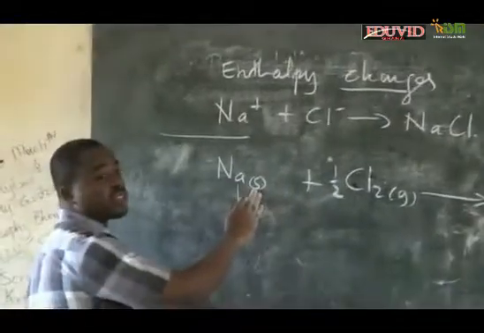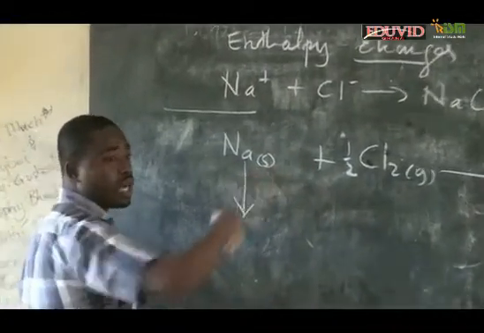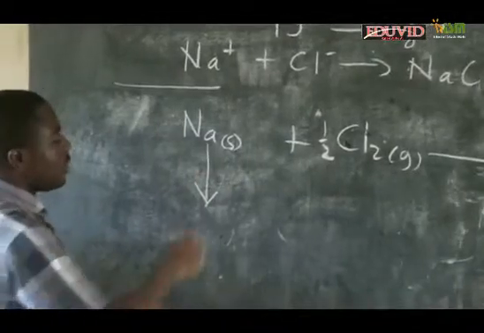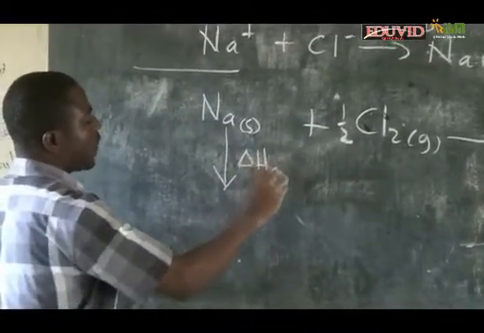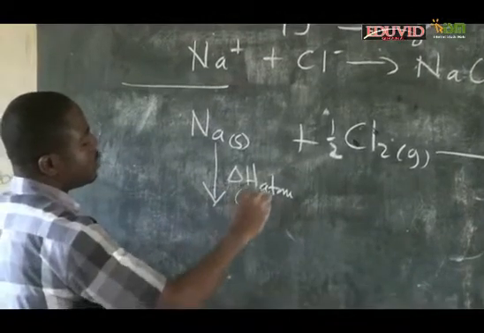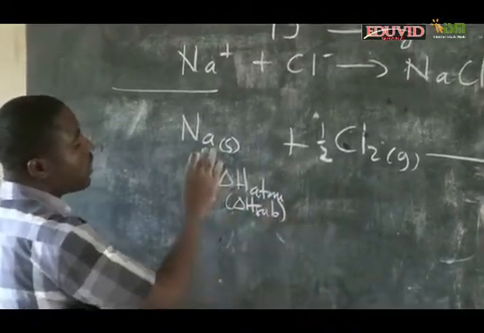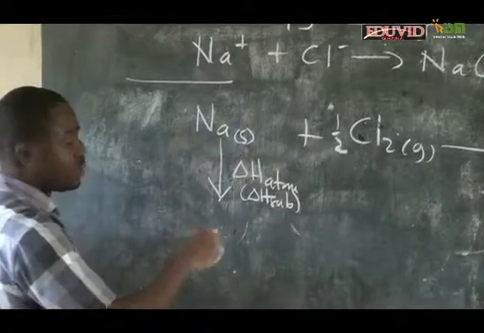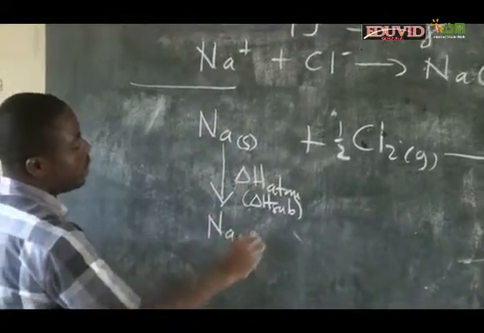This could be a simple process of sublimation. Solid to gas is sublimation. Or you can also call it enthalpy of atomization or enthalpy of sublimation. That is, you convert this from the solid state to the gaseous state. That will give us Na gas.